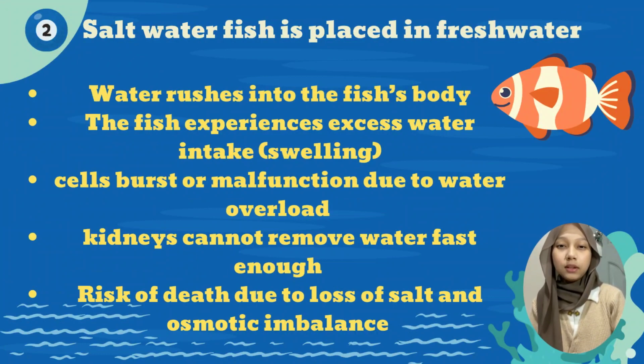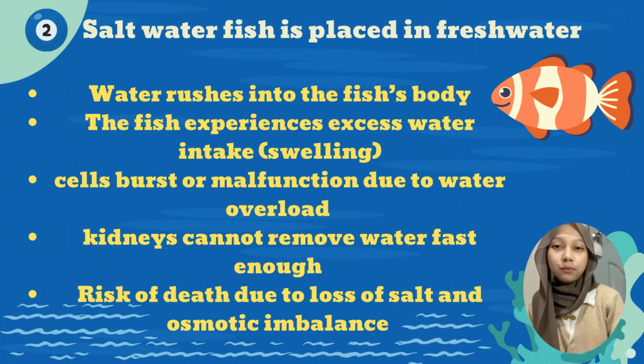Alright, now let's switch it. If a saltwater fish is placed in freshwater, the opposite will happen. Water rushes into the fish's body, causing swelling and too much water inside its cells. The kidneys cannot get rid of the extra water fast enough, and the fish loses important salts. This can also lead to serious damage and eventually death. So, in both cases, the fish struggles because the water around them is very different from what their bodies are designed for. This whole process happens because of osmosis, water moving where it's not supposed to.